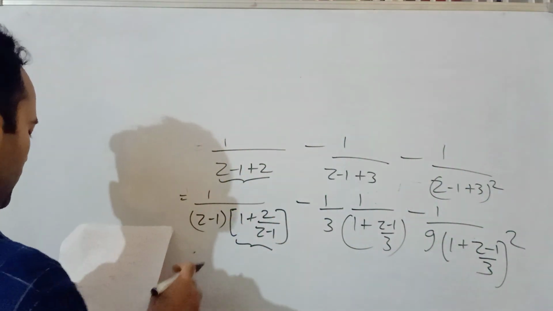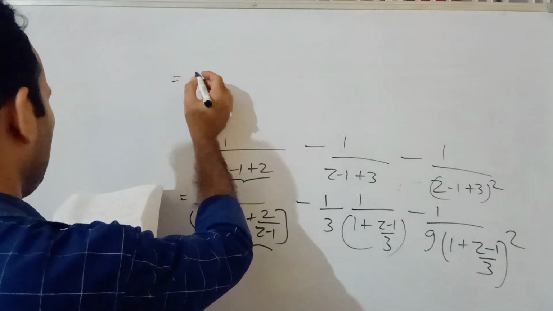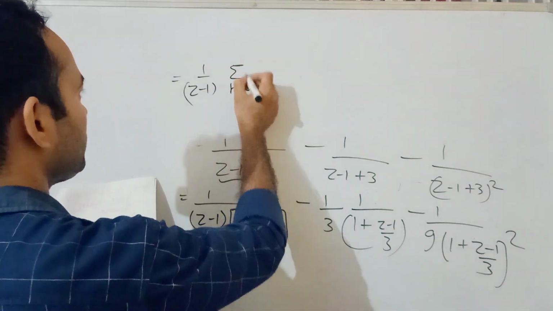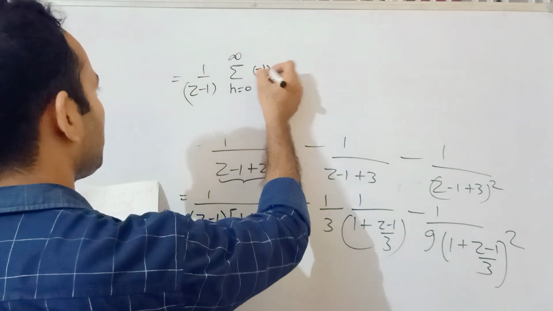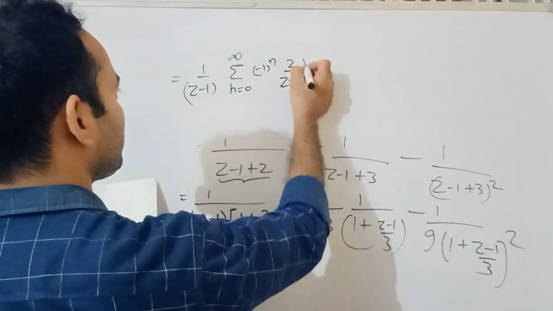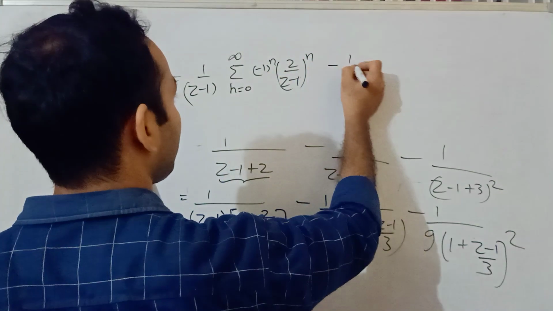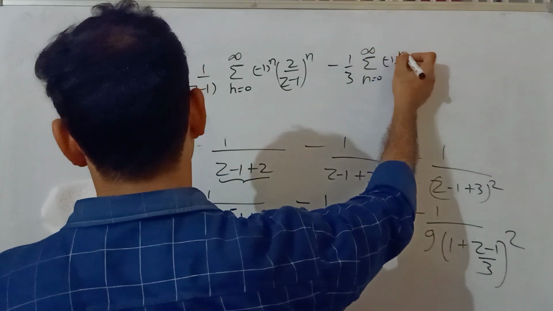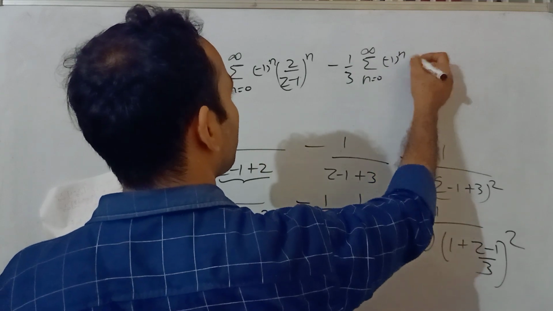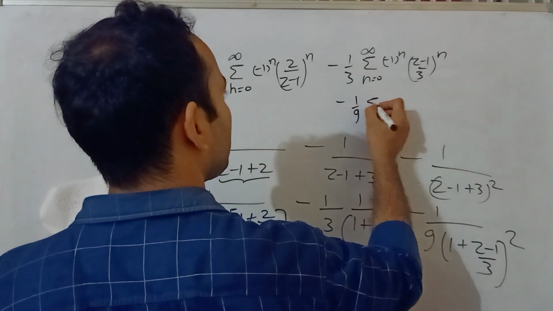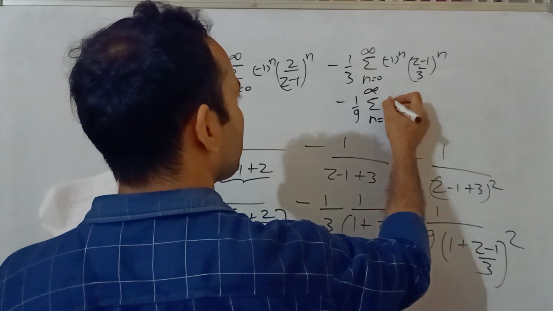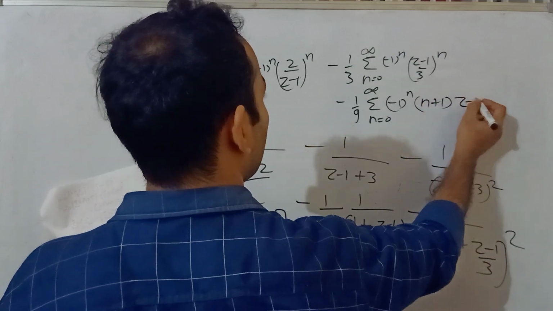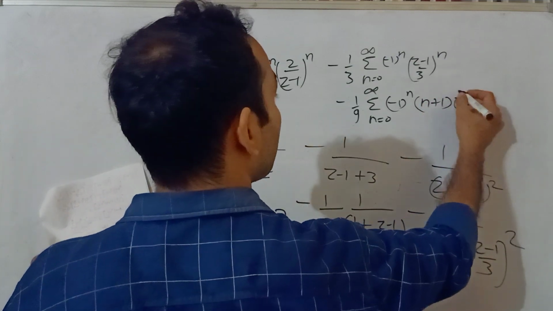Alright, I hope you can see. So 1 by z minus 1. This series expansion can be written as sigma n equal to 0 to infinity, minus 1 to the power n, 2 by z minus 1 to the power n, minus 1 by 3 sigma n equal to 0 to infinity, minus 1 to the power n, (z minus 1) by 3 to the power n, minus 1 by 9 sigma n equal to 0 to infinity, minus 1 to the power n, n plus 1 into (z minus 1) by 3 to the power n.